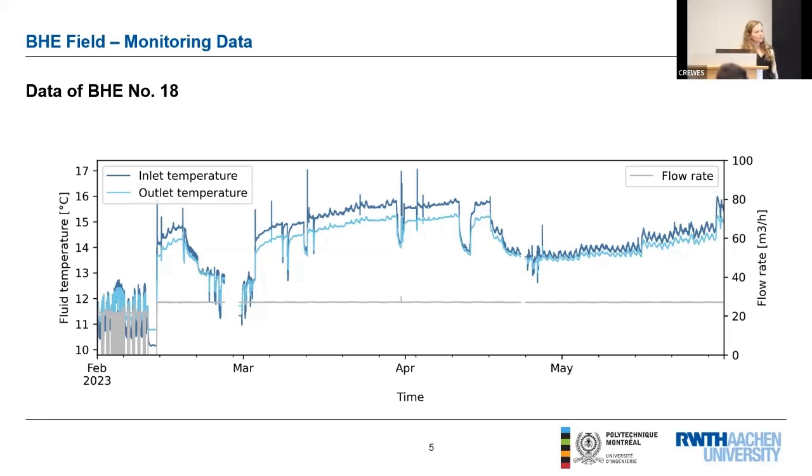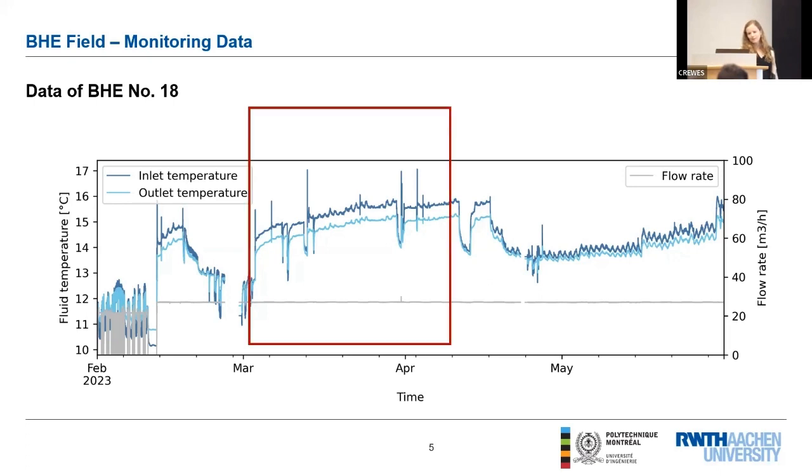And we can see that even though it was still in winter, the field was used for cooling, which we can see because the outlet temperature is lower than the inlet temperature. And this is a very good data period because there's no data missing. And in this area here, we have a relatively high temperature difference between the inlet and the outlet, and also a constant flow rate, meaning stationary conditions. So this is the data period we used to reconstruct the G functions of each of the boreholes.